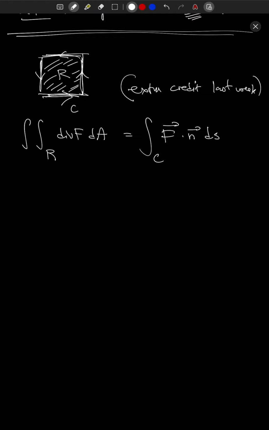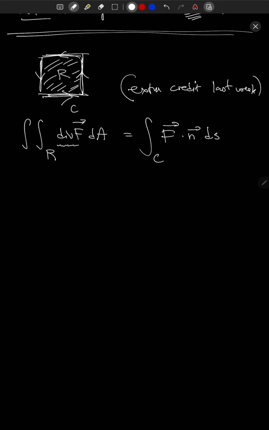But before we actually talk about more interesting regions, let's look at these features, or this expression here. First of all, this left-hand side is a perfectly legit double integral. It's a double integral of a function. Divergence of f is a function. The region is just a region in the plane. So there's nothing interesting or fancy going on on the left-hand side.